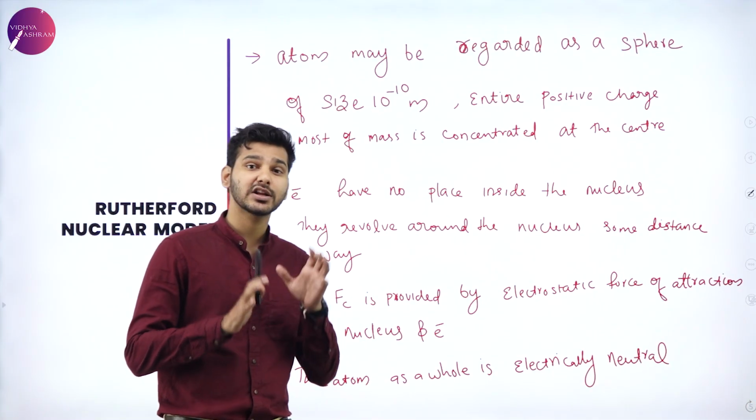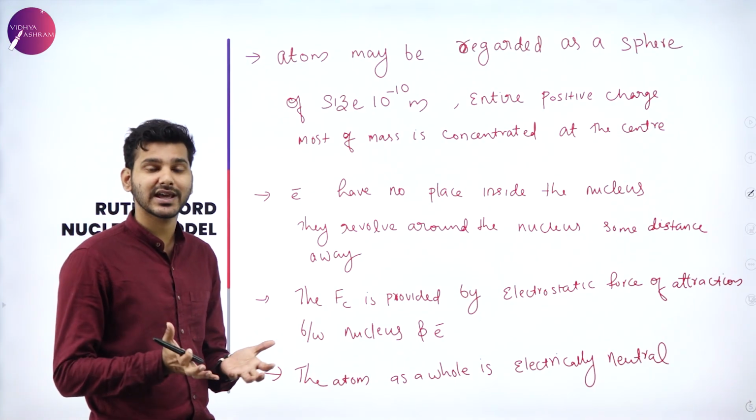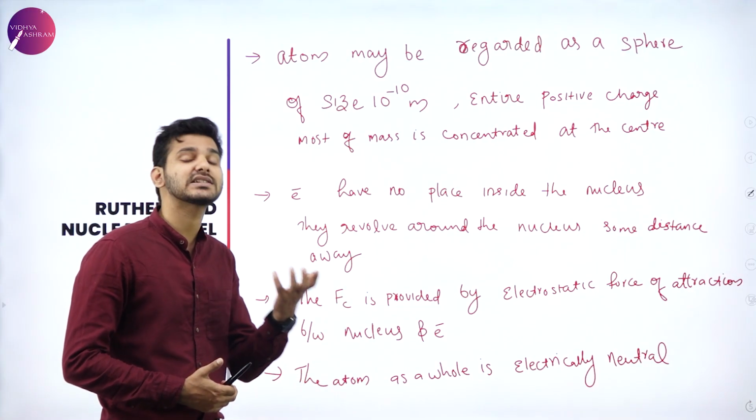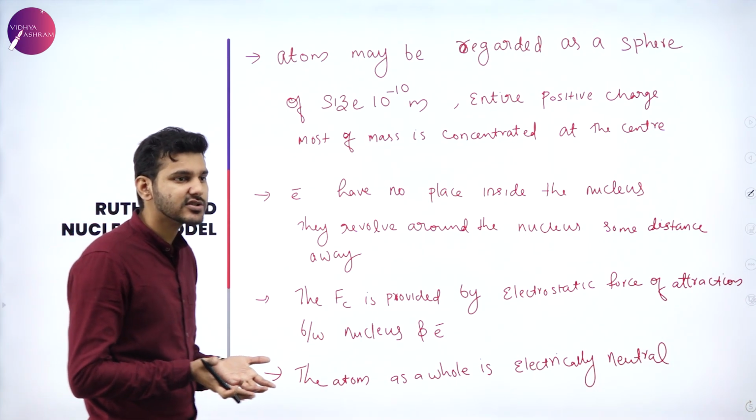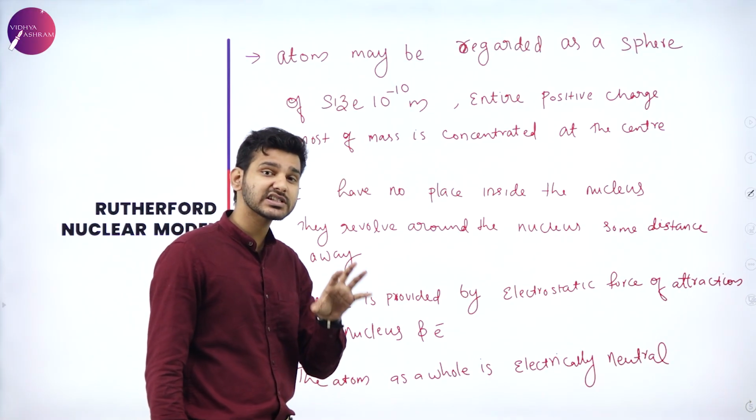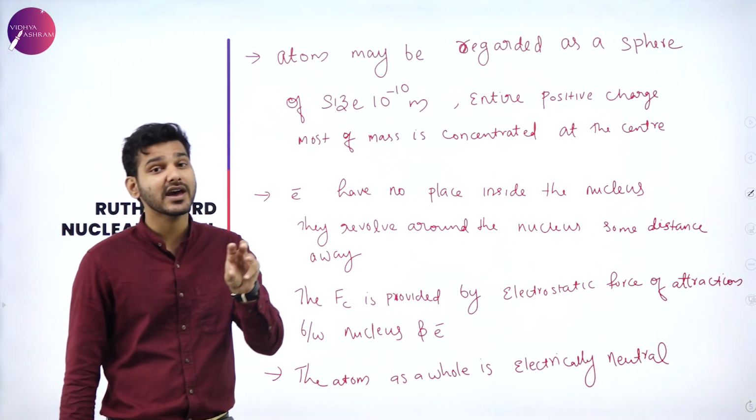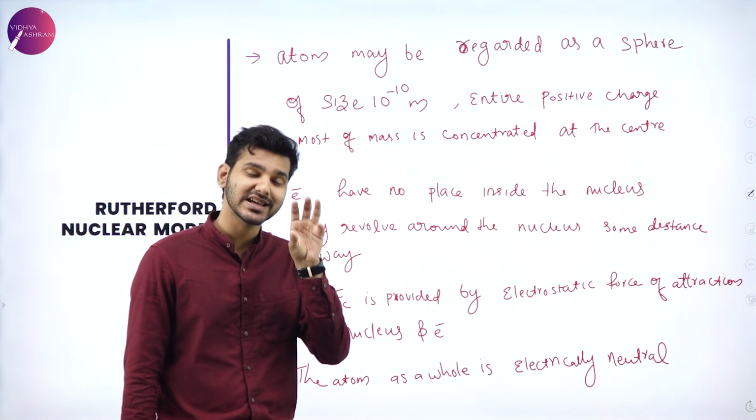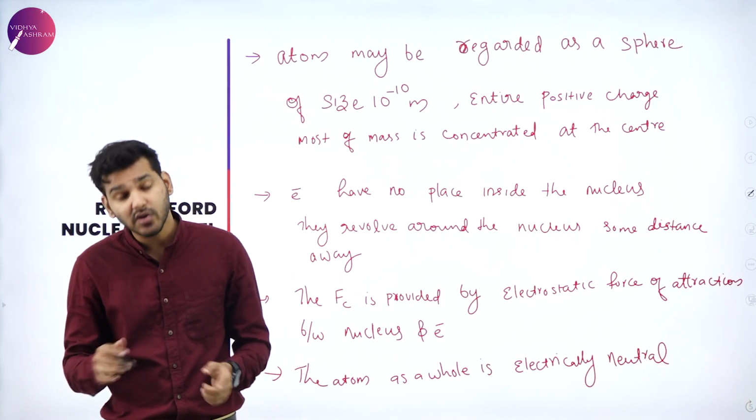So simply what it holds is that the atom may be regarded as a sphere having a size in the order of 10 raised to minus 10 meters, and the nucleus is something which is in the range of 10 raised to minus 15 meters. The entire positive charge in that particular atom is concentrated in the center part, which we call the nucleus. And most of the mass also is concentrated inside the nucleus only. The remaining mass is distributed as the electrons surrounding the nucleus.